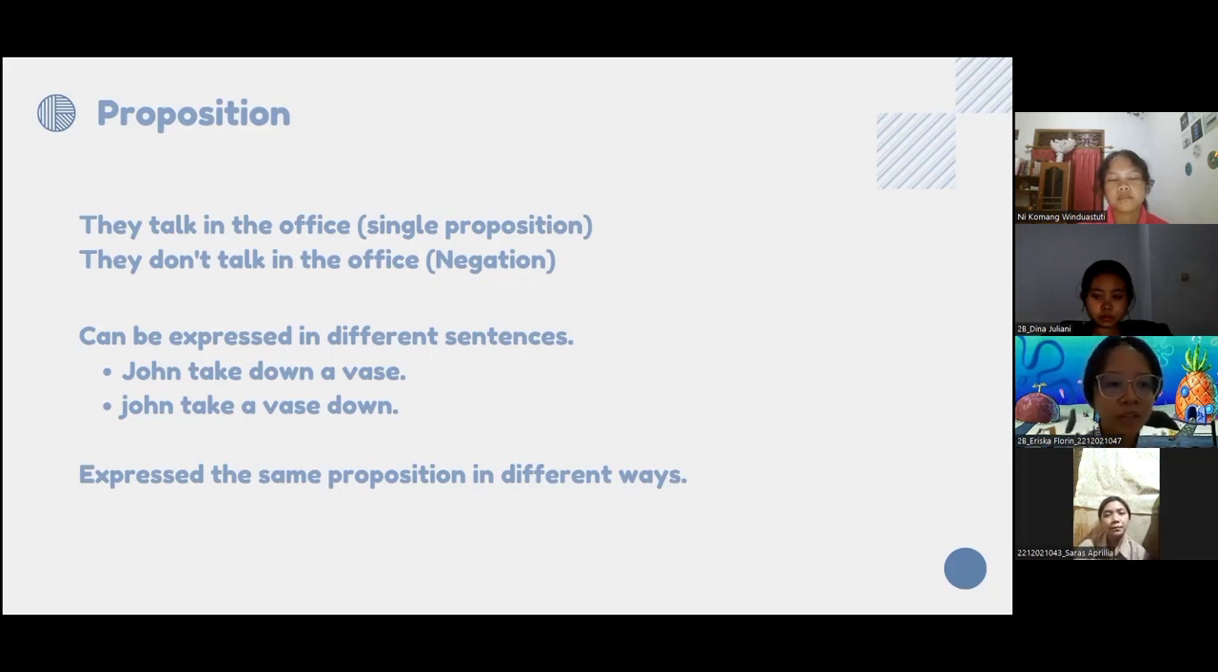A proposition can be expressed in different sentences. For example, John takes down a vase, and it can also be expressed as John takes a vase down. These two sentences have the same meaning, but they are expressed in different sentences. Next.